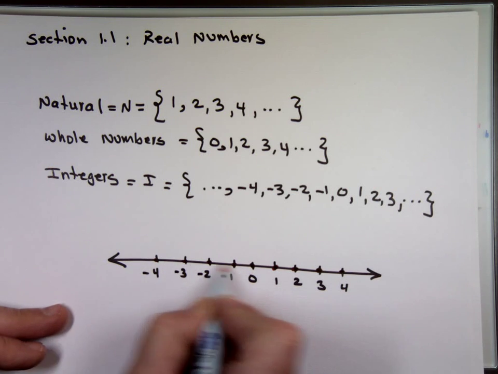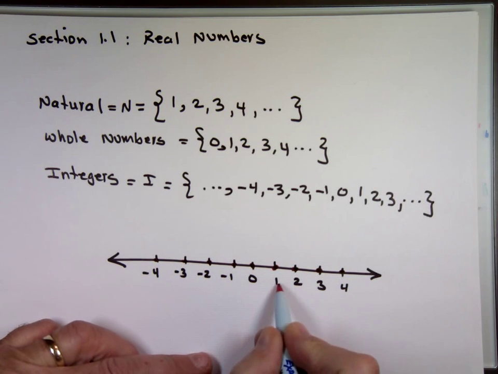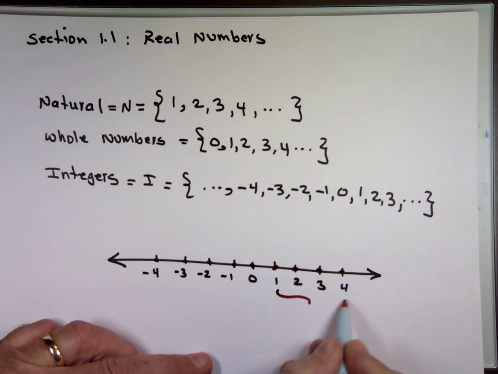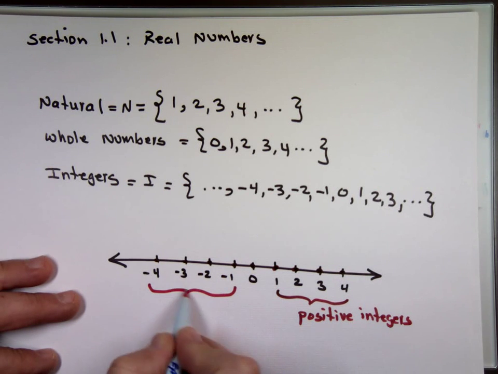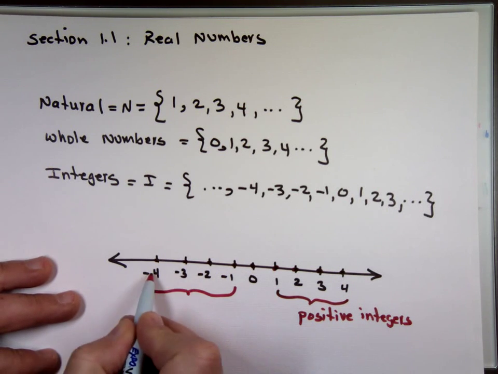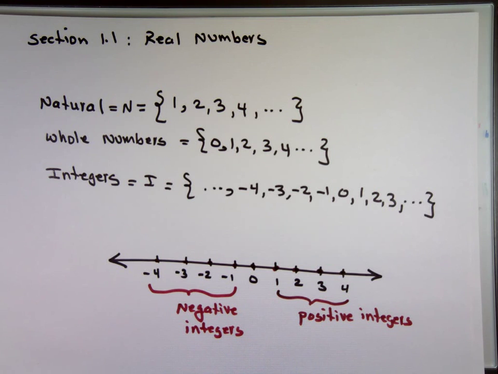What about all the ones in between? So now, the numbers to the right of the 0, just the 1, the 2, the 3, and the 4, these are called the positive integers. And the numbers to the left of the 0, the -1, the -2, the -3, the -4 are called what? The negative integers. 0, it's neither. 0 is not a positive or a negative.